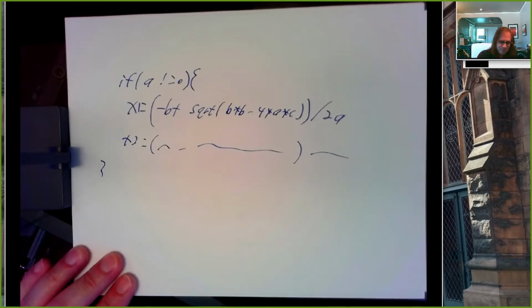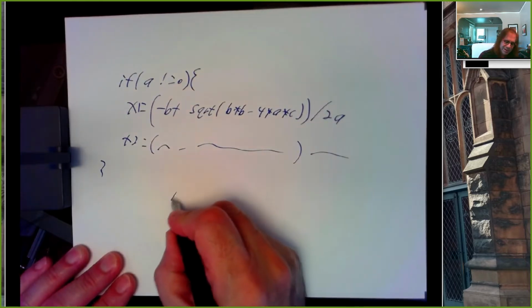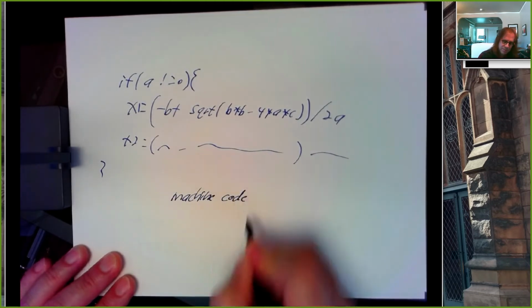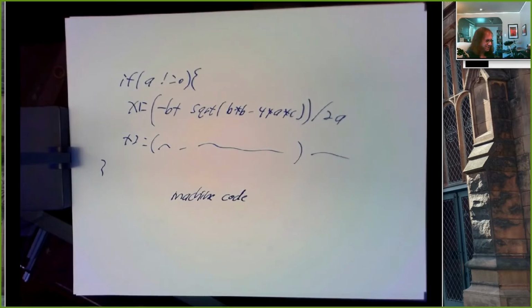So computers work in a low-level language called machine code. That's sort of the native language that CPUs speak. And what does machine code look like?